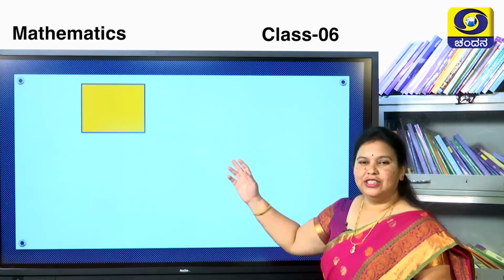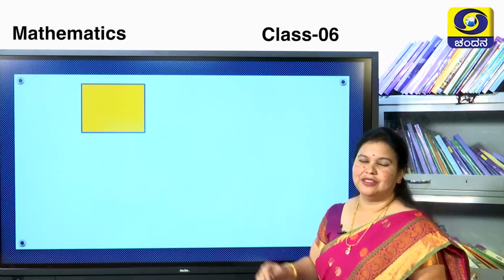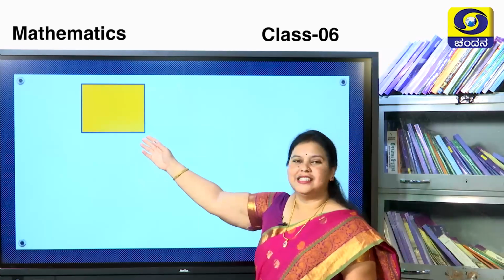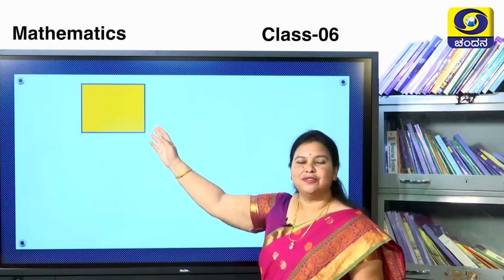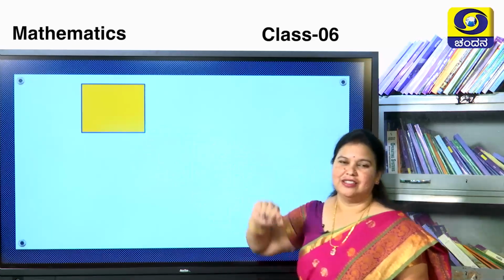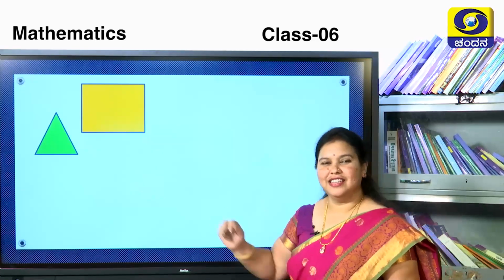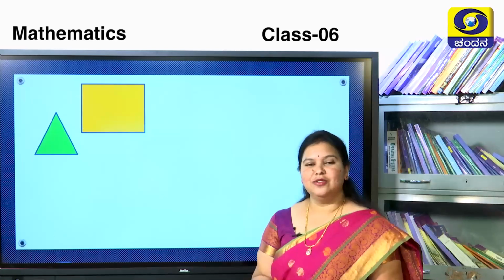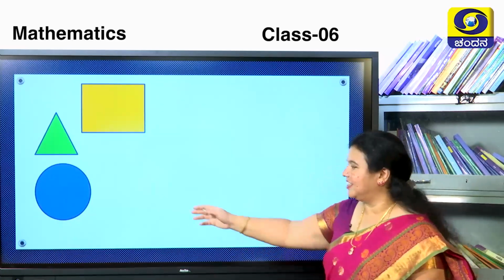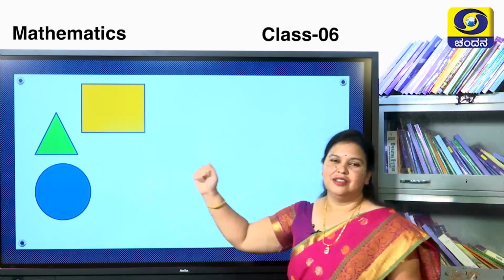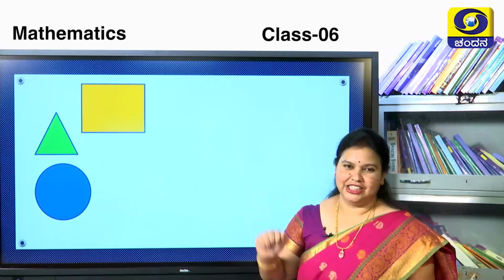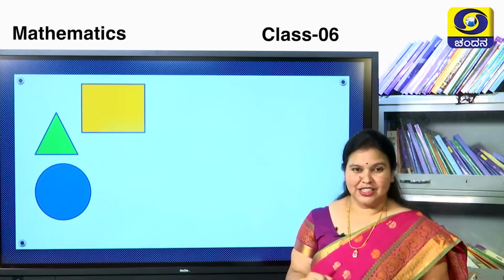Here also I have taken some basic shapes. What is this? It's a rectangle. It has 4 sides and 4 corners. And what is this? Yes, it is a triangle. And what is this? Yes, correct, it is a circle. By using only these 3 shapes, can we create an interesting picture?